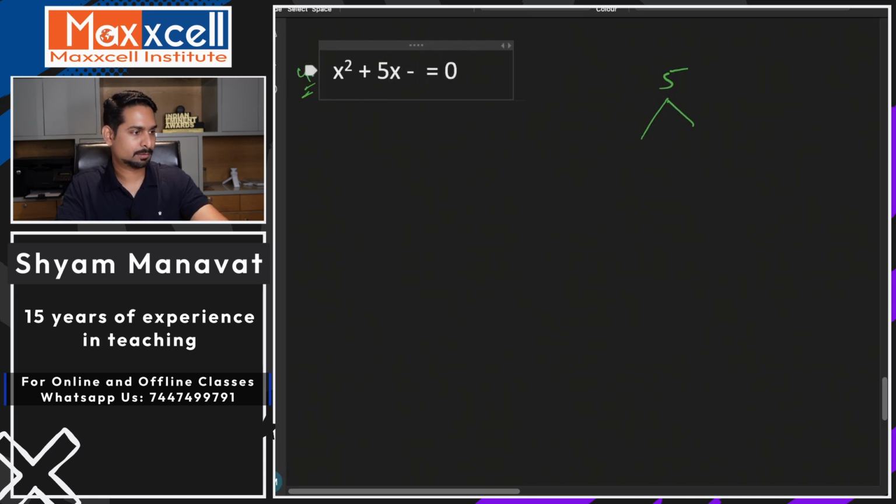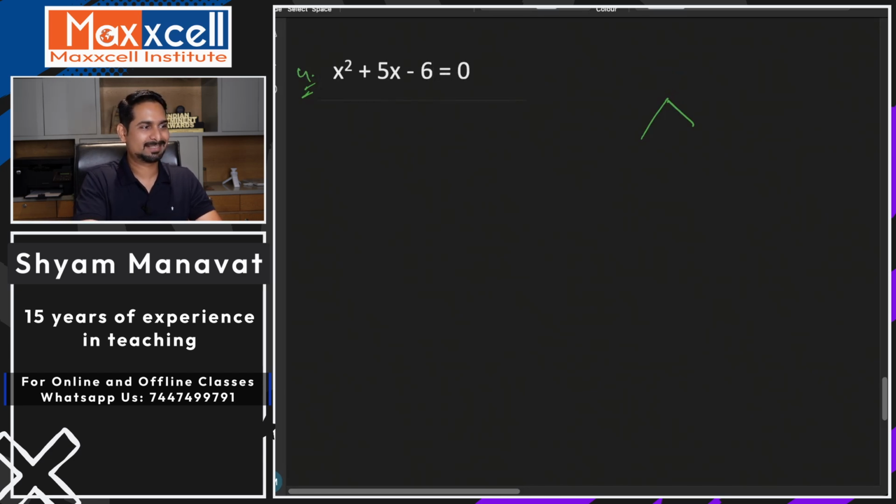Five and this 6. Yeah, this is right. Yeah, misprint. I've corrected. Okay, so the constant term is 6 here. I need to split into two terms such that the subtraction should be plus 5. Subtraction, because the constant is with a negative sign.